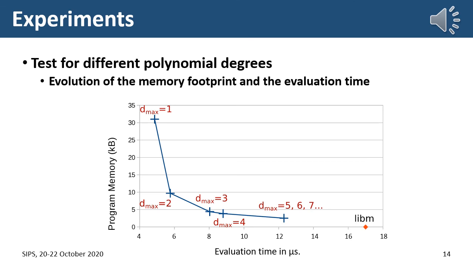When d max increases, the memory footprint decreases but at the expense of a higher polynomial evaluation time. Once d max is greater or equal to 5, the model does not change because the minimum of memory footprint is reached. By modifying the maximum polynomial degree d max, the designer can explore the trade-off between the memory footprint and the polynomial evaluation time.